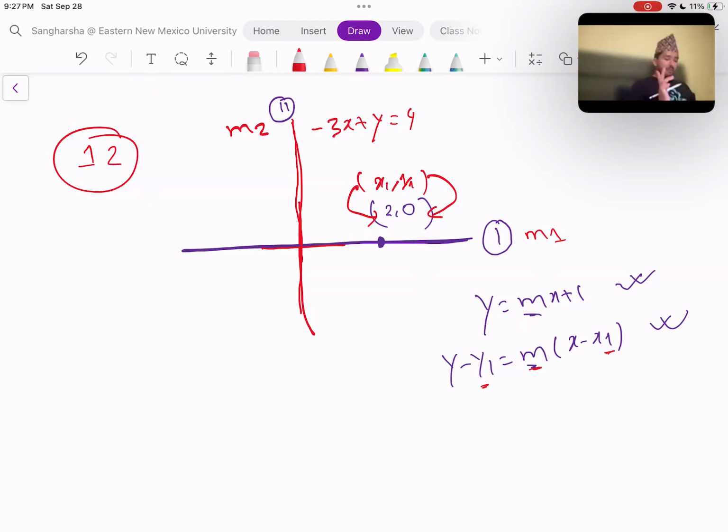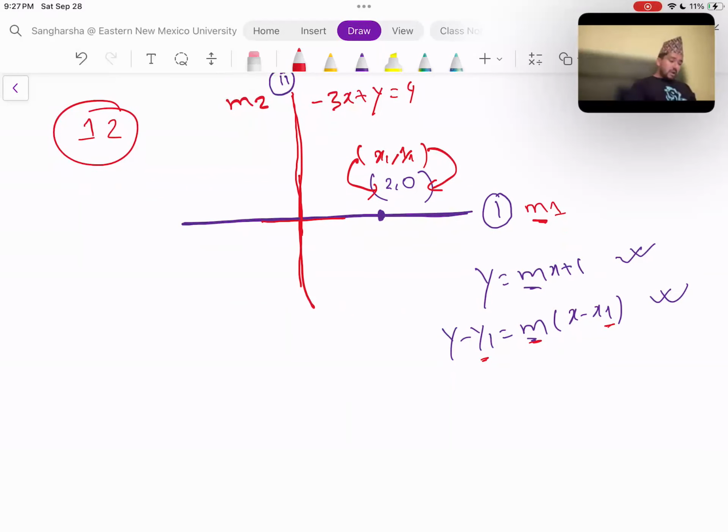m1 times m2 equals -1. That's right. Whenever you multiply their slopes, we always end up getting -1. It means if you multiply m1, the slope of this line, and m2, you always get -1 if they are perpendicular to each other. That's the condition: if the lines are perpendicular, the product of their slopes is always -1.